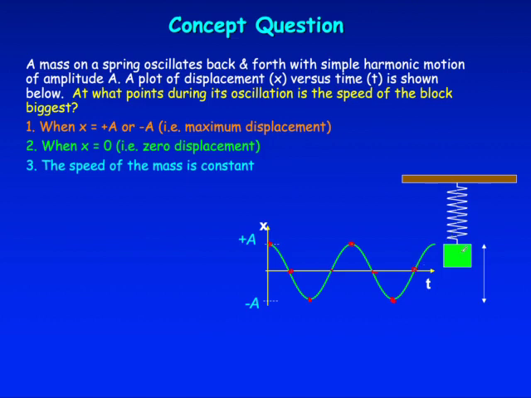And the answer is, when is this moving the fastest? Actually, when it's passing through these equilibrium points. Right here, here, and here. It actually stops briefly at each of these points as it turns around before it goes back.